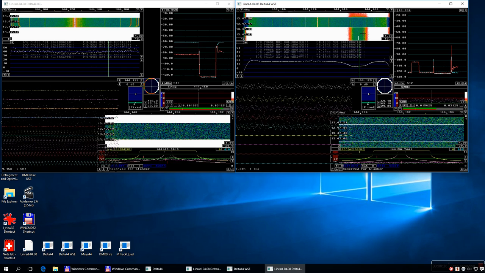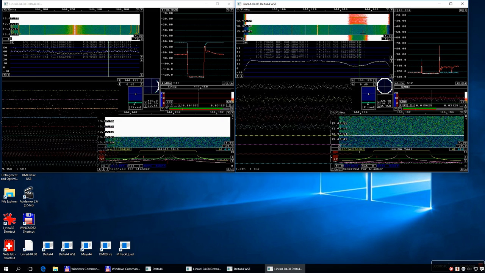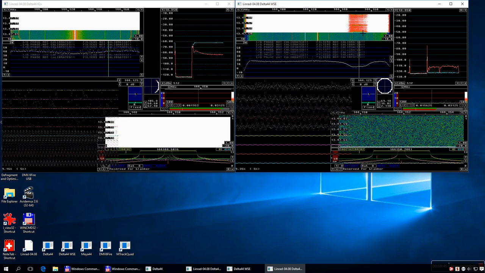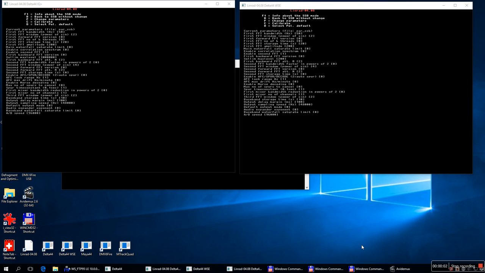And this is, of course, caused by the filters in the WSE chain. It uses crystal oscillators and filters. I start by doing the mirror image calibration.